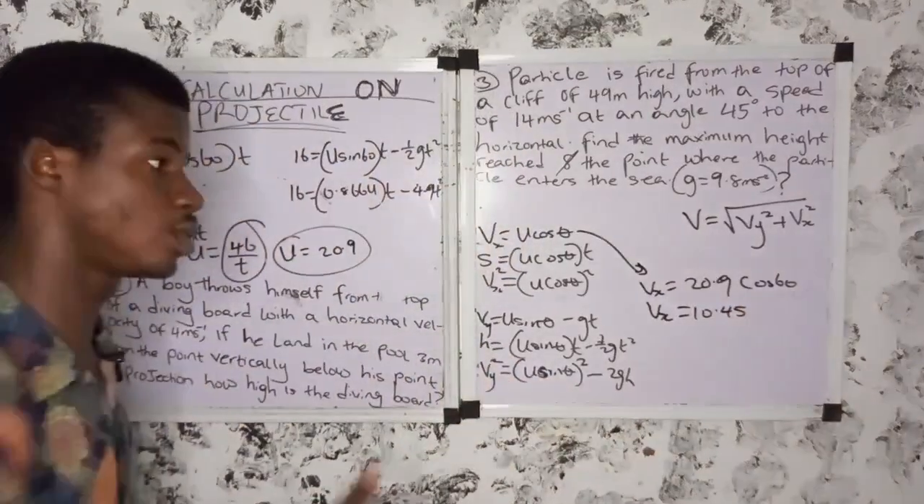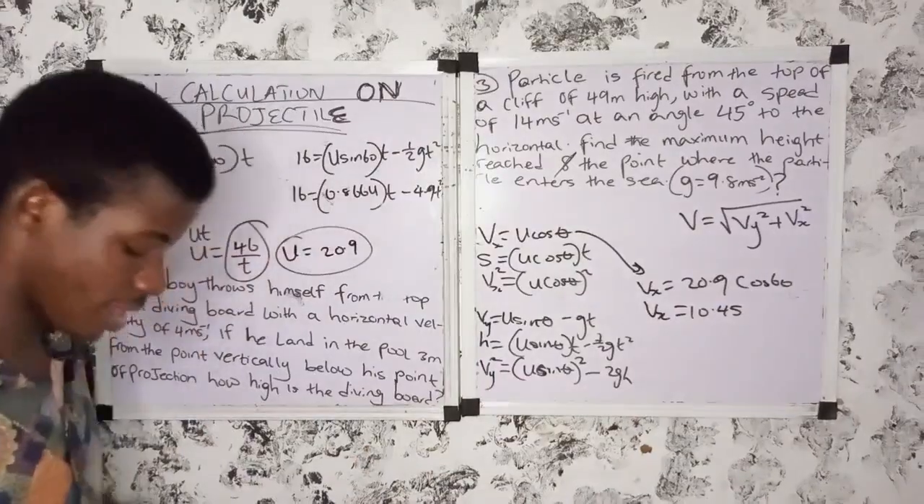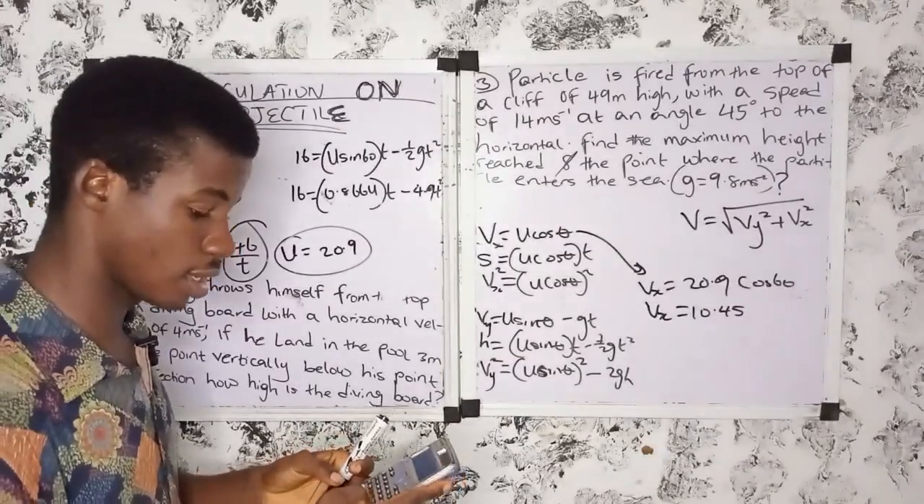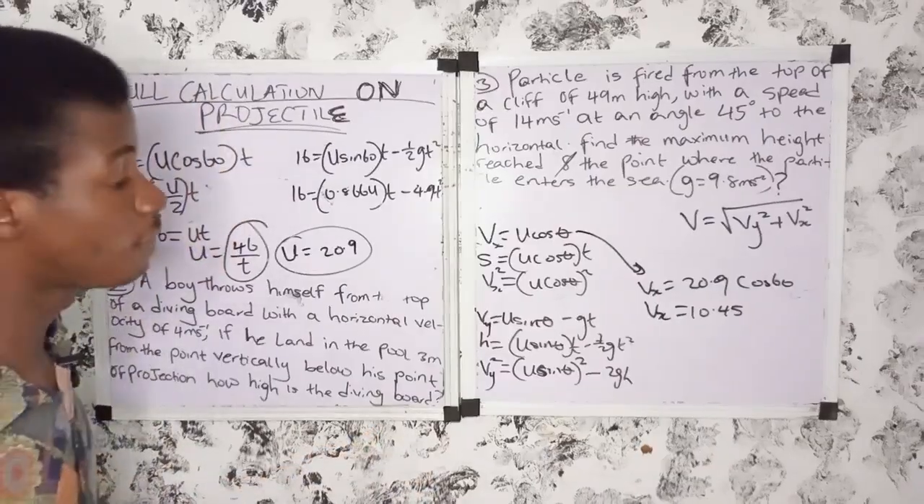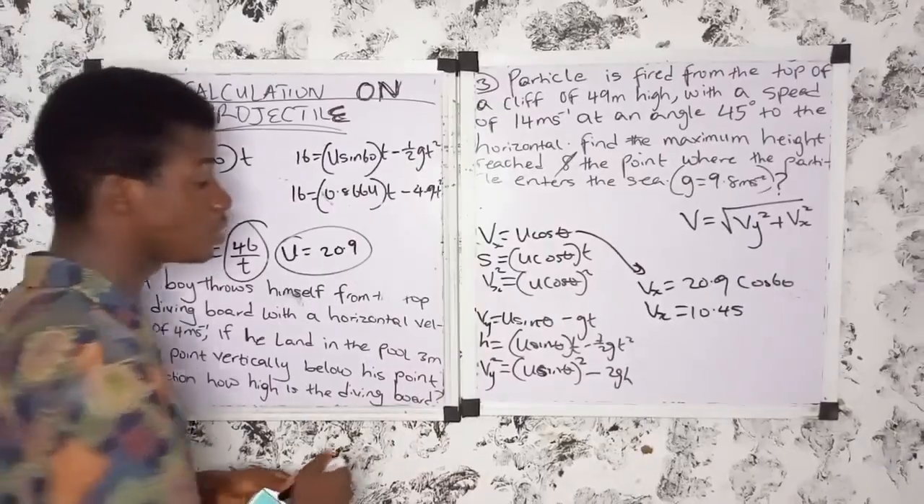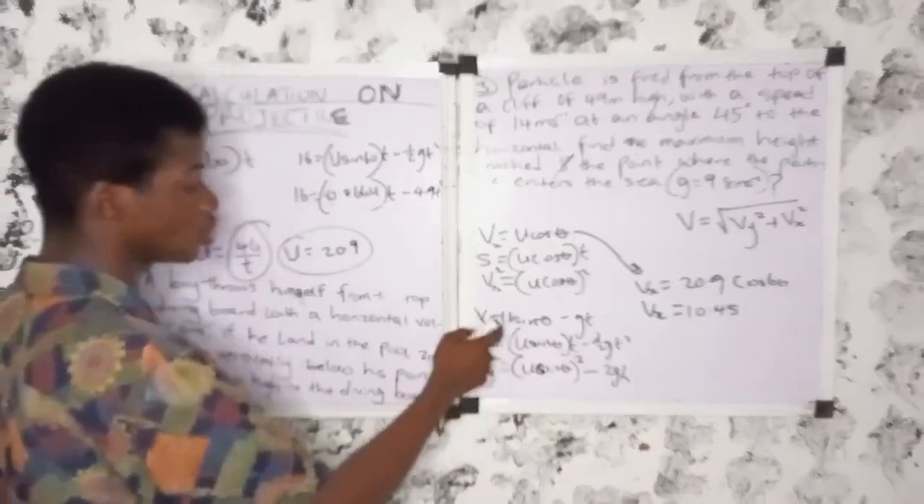So our velocity is what? 10.45. Let me check again: 20.9 cos 60. Okay, so yes, 10.45. Now worry about our vertical velocity. We can use any of these equations, so let's just use this one.